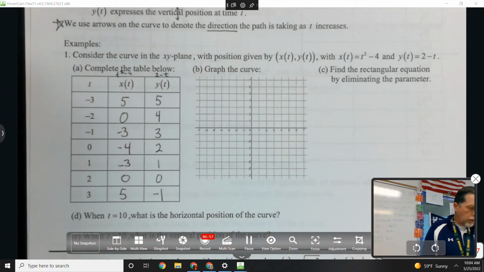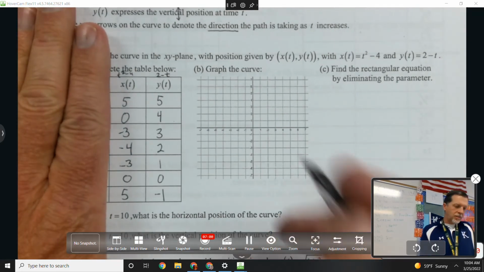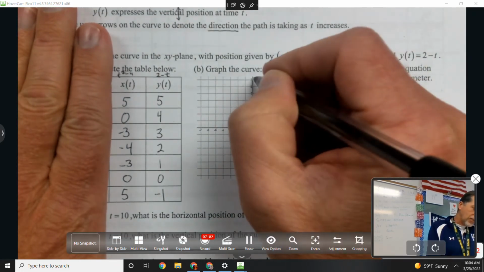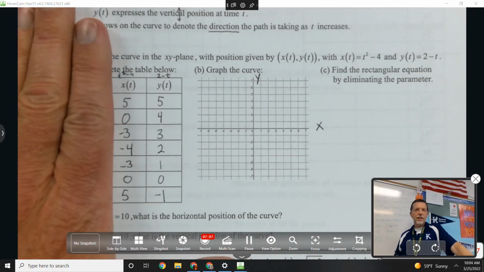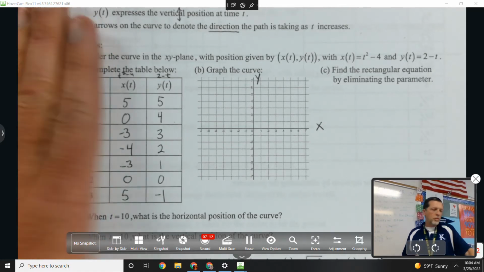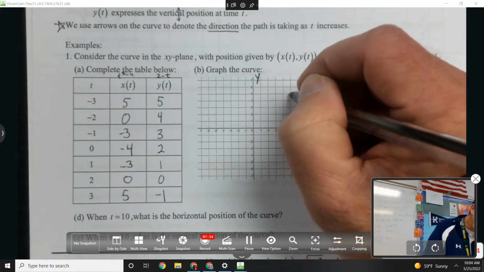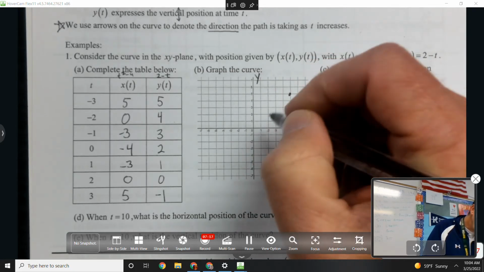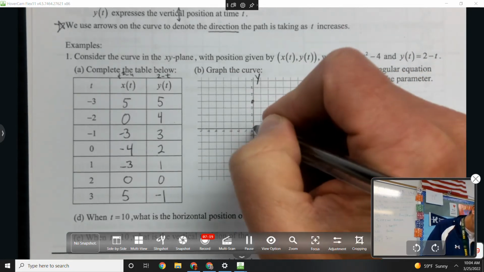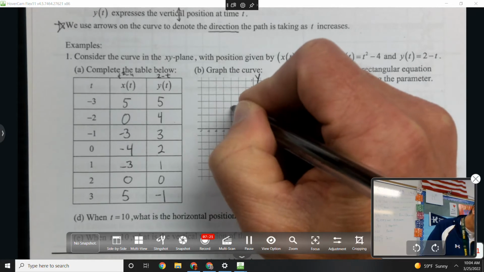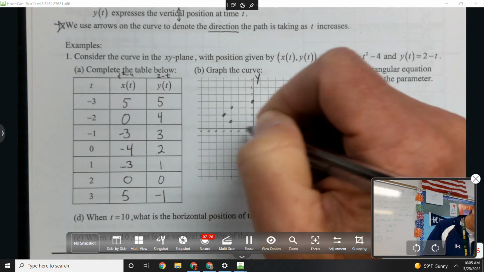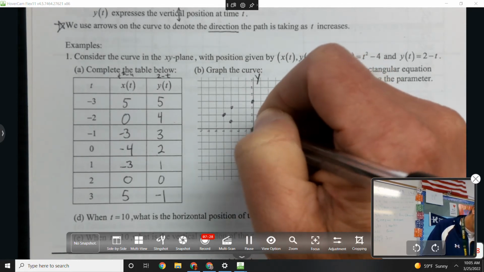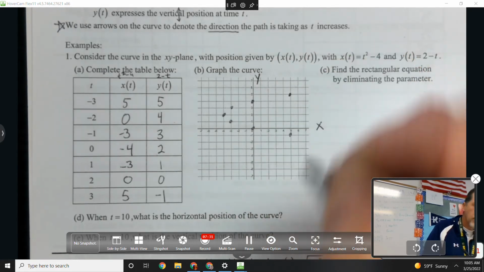All right. When it comes to graphing, I don't need t's anymore because t isn't on my graph. This is an xy graph, so I can just graph the x and y. Now this is like back to 7th grade, 8th grade, just plotting points. So 5, 5. 0, 4. -3, 3. -4, 2. -3, 1. 0, 0. And 5, -1.